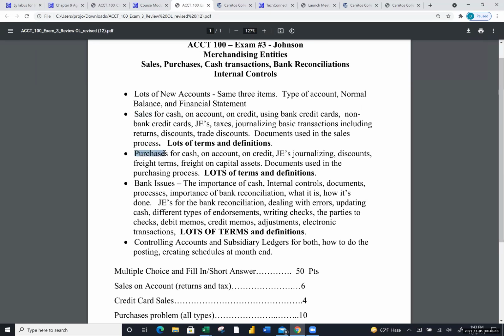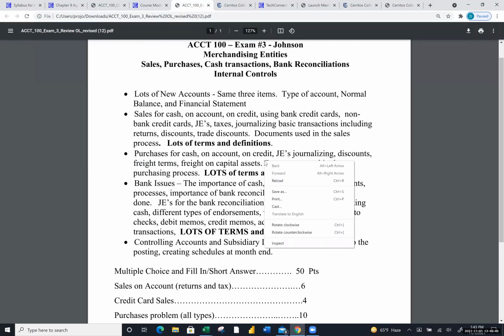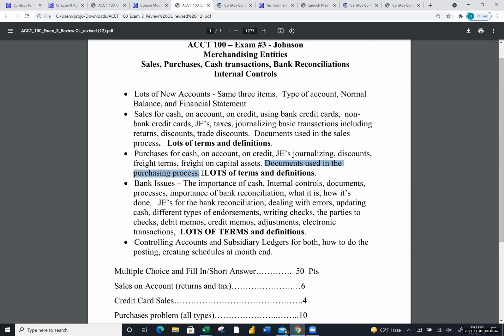Then we did a chapter on the buying side. So again, there's lots in there. There's documents. For example, do you know what a purchase order is? Do you know what a purchase requisition is? That's what I mean by lots of terms and definitions. So we looked at the buying side of the house. We looked at journalizing, we looked at returns, discounts. We spent quite a bit of time talking about the freight terms. We just glanced at the documents, but I did tell you that you should be familiar with those documents.